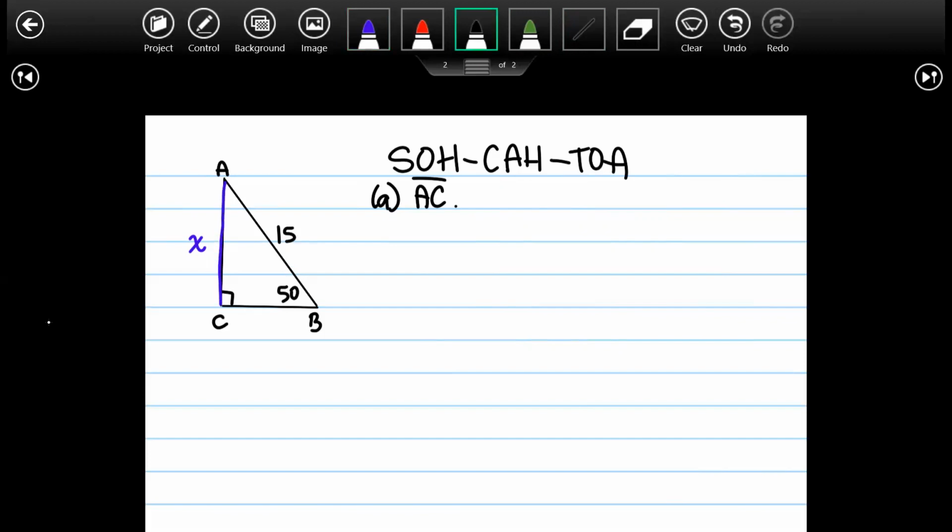If we're solving for this, we're going to use our reference angle at 50. This tells me this X is going to be the opposite. The 15 is going to be the hypotenuse. The CB is going to be the adjacent, which has no information.